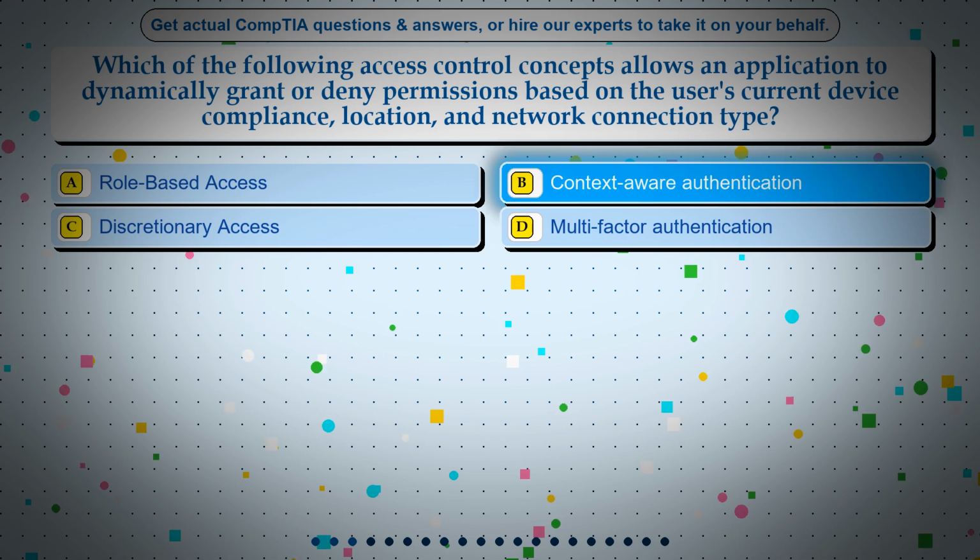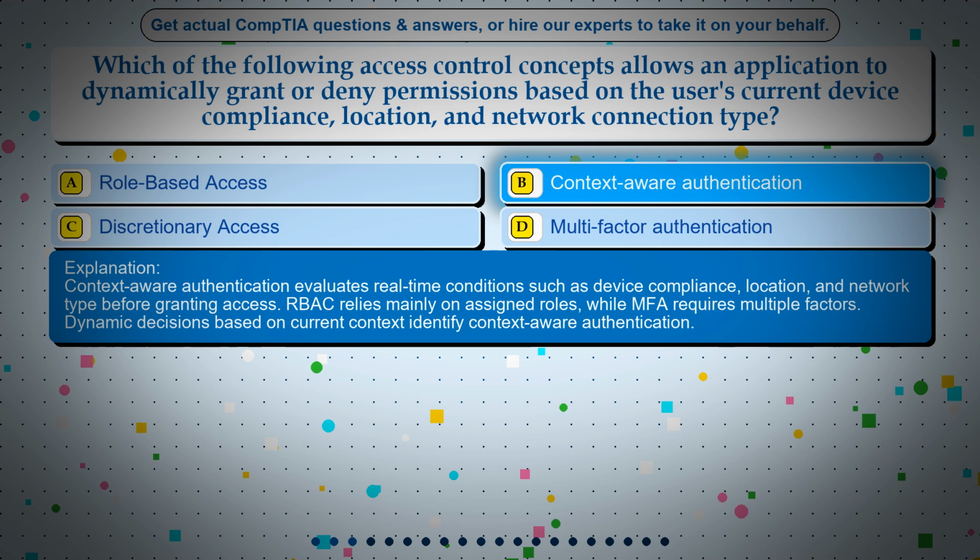The correct answer is option B, context-aware authentication. Context-aware authentication evaluates real-time conditions such as device compliance, location, and network type before granting access. RBAC relies mainly on assigned roles, while MFA requires multiple factors. Dynamic decisions based on current context identify context-aware authentication.